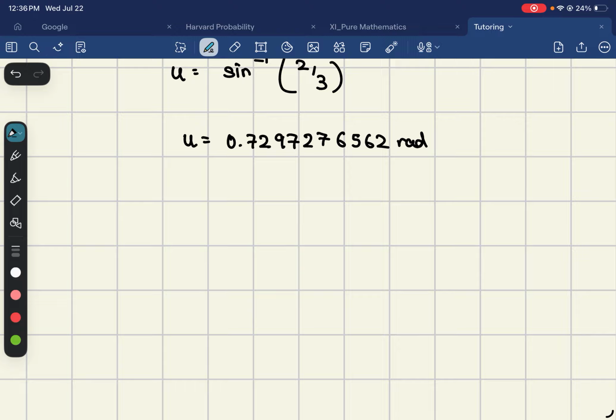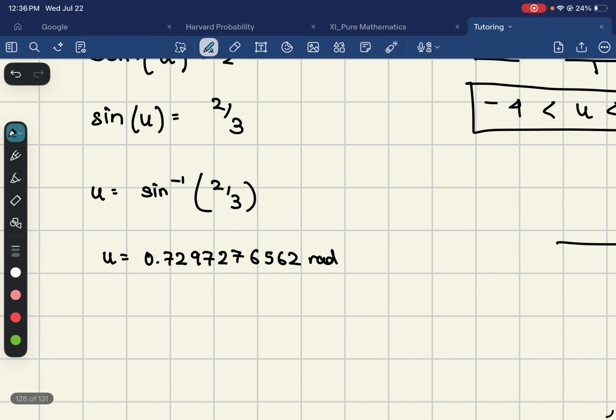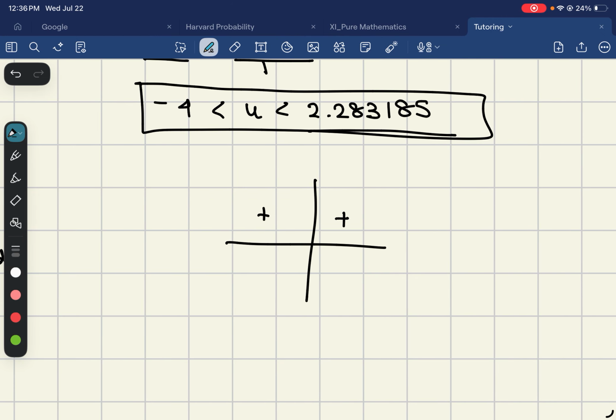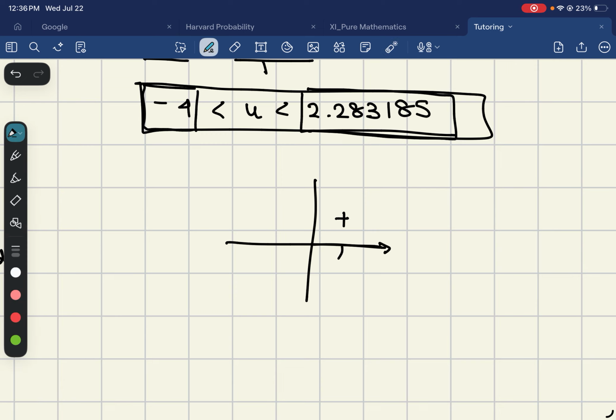So we need to think about this. We took our first quadrant answer, which is this. We tried to check our second quadrant answer, but it was too high. It went above 2.28. So we don't need our second quadrant answer. But remember, our angle goes down to negative 4 radians. If you remember negative angles, you start from your reference, and negative angles are measured clockwise. This is negative pi, and negative pi is approximately 3.14 radians.